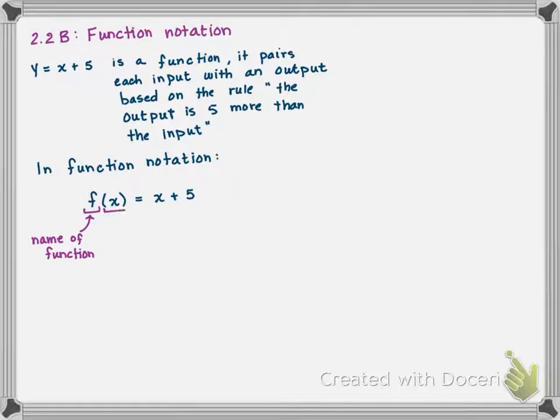This right here tells us the input that we're using for the function. So x is really just a dummy input. It's like a placeholder so that we have something to write there as a general input of our function. So this is the input of the function.